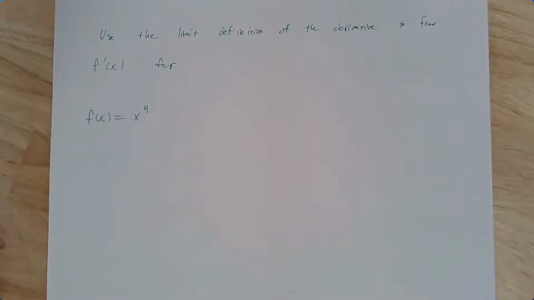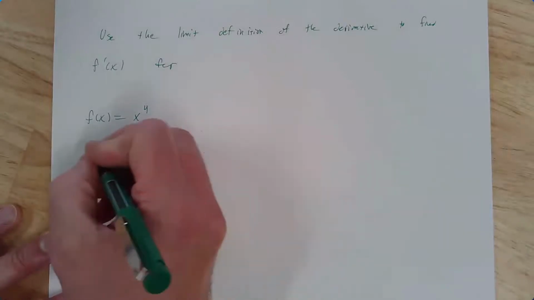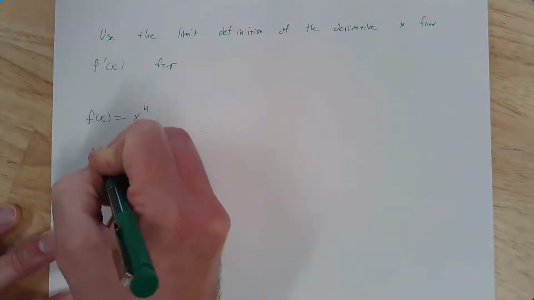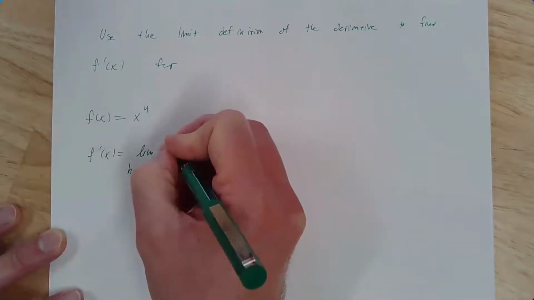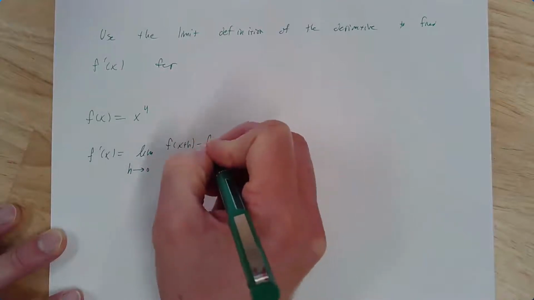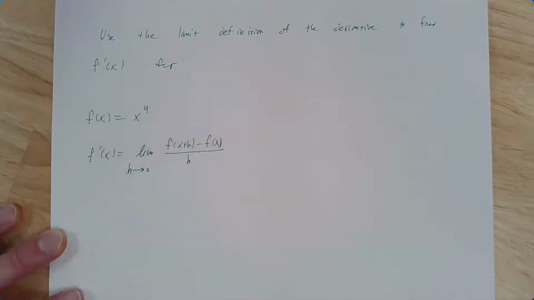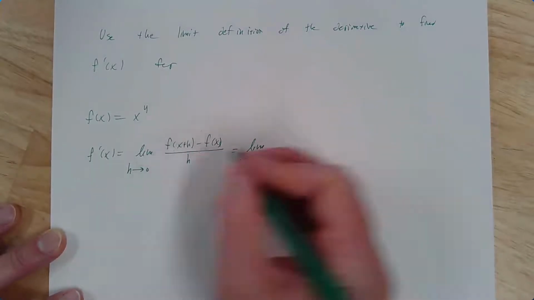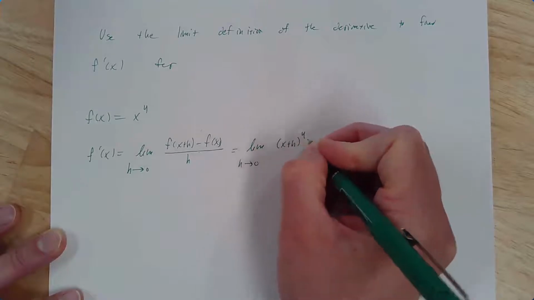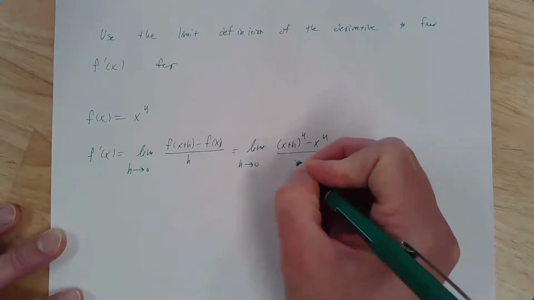We're going to talk about the rules. Everybody probably knows or has a good idea that this derivative is going to be 4x cubed. Well, let's talk about how we show that, because this is going to lead us to the power rule. So we're going to use the limit definition. F prime of x is the limit as h goes to 0 of f of x plus h minus f of x all over h. And that's going to be the limit as h goes to 0 of (x plus h) to the 4th minus x to the 4th all over h.